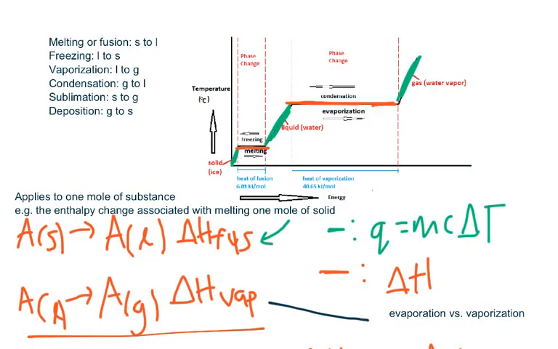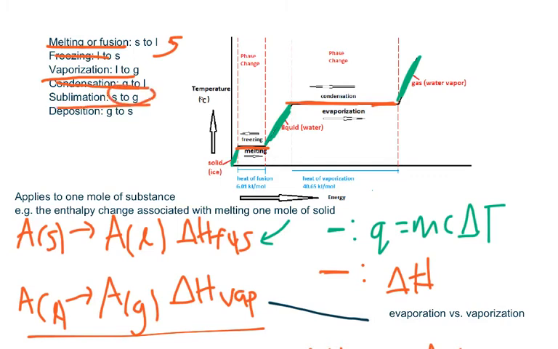So when we go from solid to liquid, it is called melting or fusion. When we go from liquid to solid, which is the complete opposite of that, it's known as freezing. If we go from a liquid to gas, it's called vaporization. And the opposite process, from a gas to a liquid, is condensation. And then from a solid to a gas, it's sublimation.